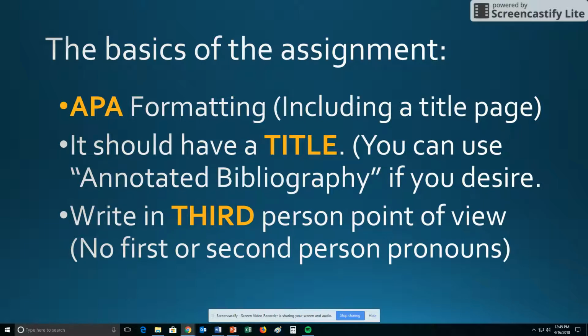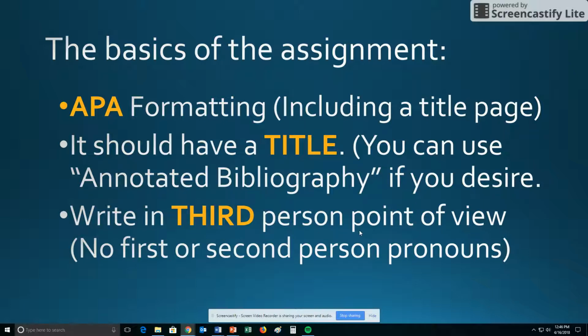Anyway, that's fine. Regardless, write it in third person. Third person, not first or second. So if you've written anything like I feel or to me, those are first person. You believe, me, or your, that's second person. It needs to be all in third person.